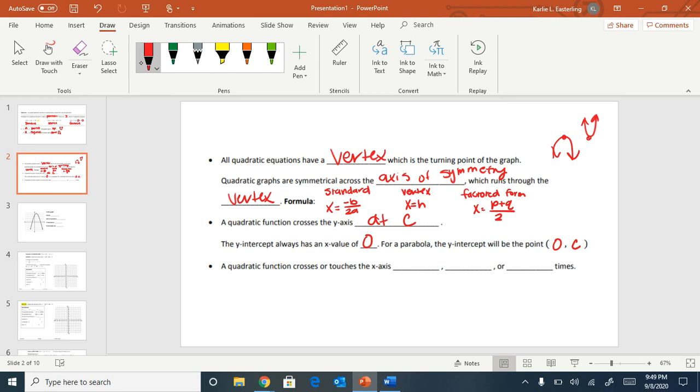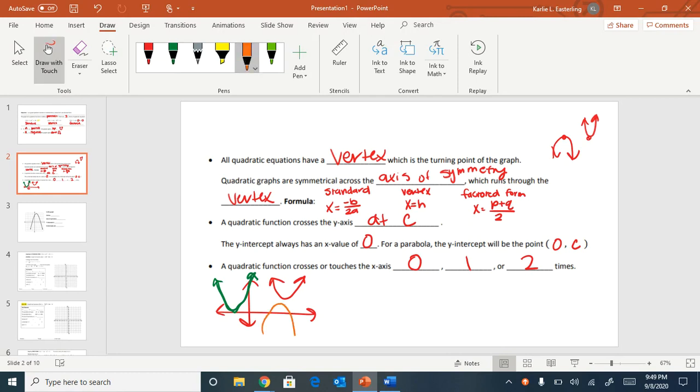A quadratic function crosses or touches the x-axis 0, 1, or 2 times. So if we were looking at our nice little graph here, if our parabola touches 0 times, that means our parabola could be up there. If it touches 1 time, it could come up and bounce off. Pretend that's a U, not a V. And then if it wanted to touch 2 times, we could go up and come back down. So therefore, they would touch the x-axis twice. So we can touch the x-axis either 0 times, 1 time, or 2 times.